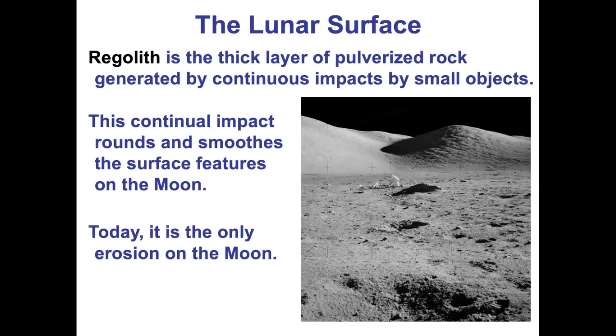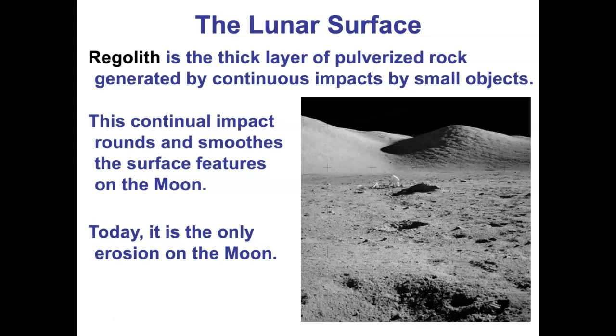The surface of the moon has been steadily mulched up and pulverized by lots and lots of little micrometeorite strikes, hammering the moon, pulverizing the rock over billions and billions of years until the whole surface of the moon today is covered in this layer of rock dust. The name for this stuff is called regolith. Right? The moon is covered in this regolith of pulverized rock dust.